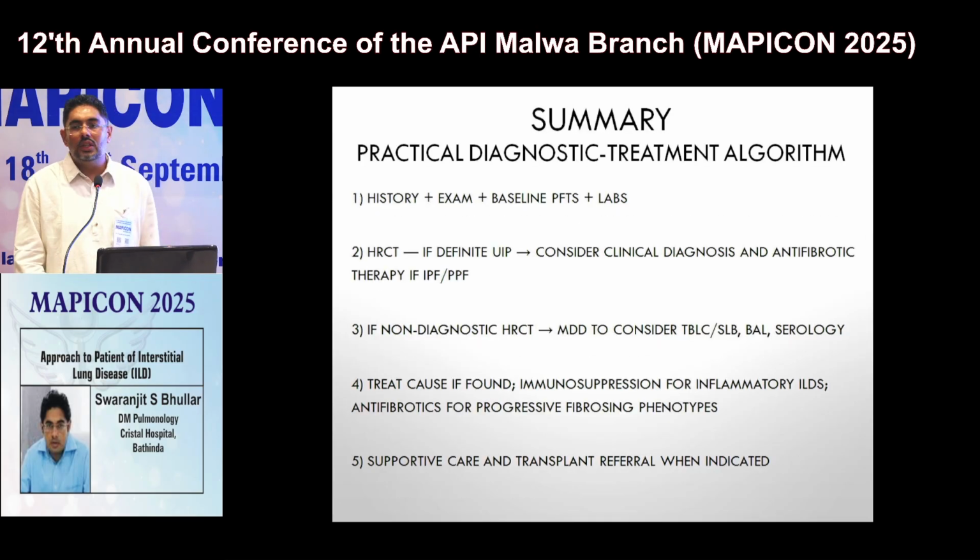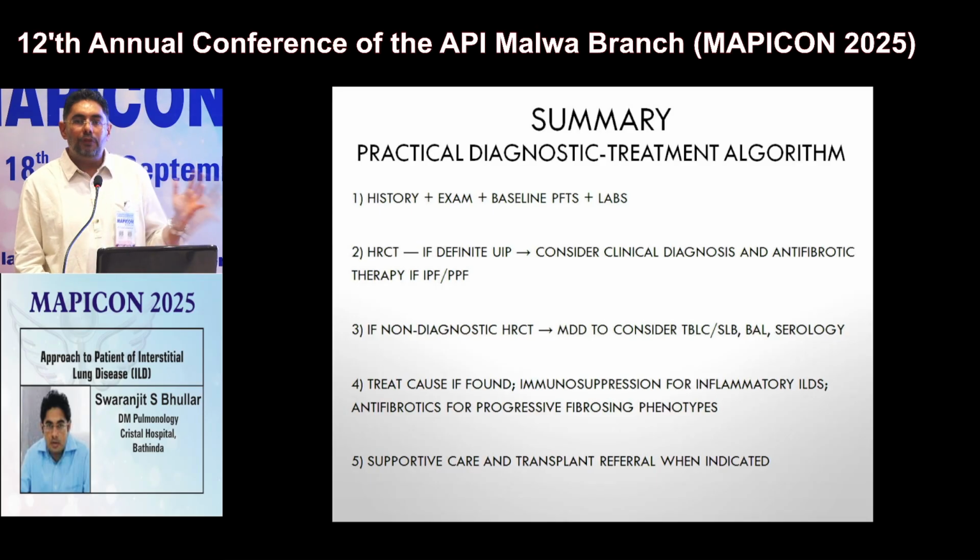So let's go into the summary of what we have discussed today. Any ILD patient, we require a history, an examination, baseline PFTs and labs. Then the most important thing is the HRCT. If there is a definitive UIP, directly label it as IPF with absence of connective tissue disease and consider clinical diagnosis and antifibrotic therapy. If it is a non-diagnostic HRCT, then go for a multidisciplinary discussion, and may consider TBLB, BAL, serology, and other investigations.